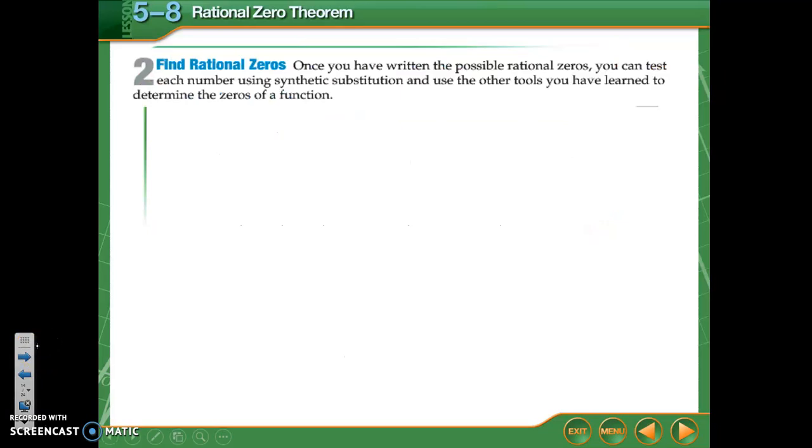All right, so there's a difference between listing possible rational zeros and actually finding which ones are the rational zeros. Once you've written out all of the possibilities, you start testing each one using synthetic substitution. Remember, with synthetic substitution, we do synthetic division, and if the remainder is 0, it means that our number is a 0 of the function.